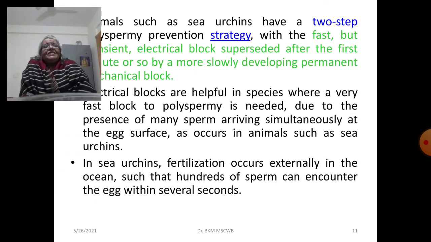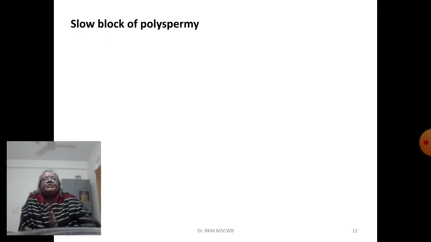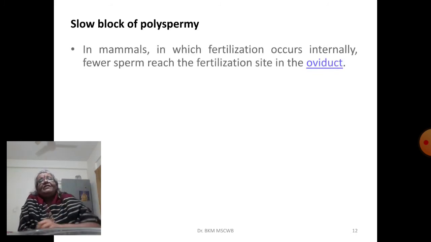so in sea urchins, fertilization occurs externally in the ocean such that hundreds of sperm encounter the egg within several seconds. Therefore, as a first step, they follow electrical block, right? And as a second step, they follow cortical reaction block. Now, we shall talk about the slow block of polyspermy. In other words, cortical reaction.